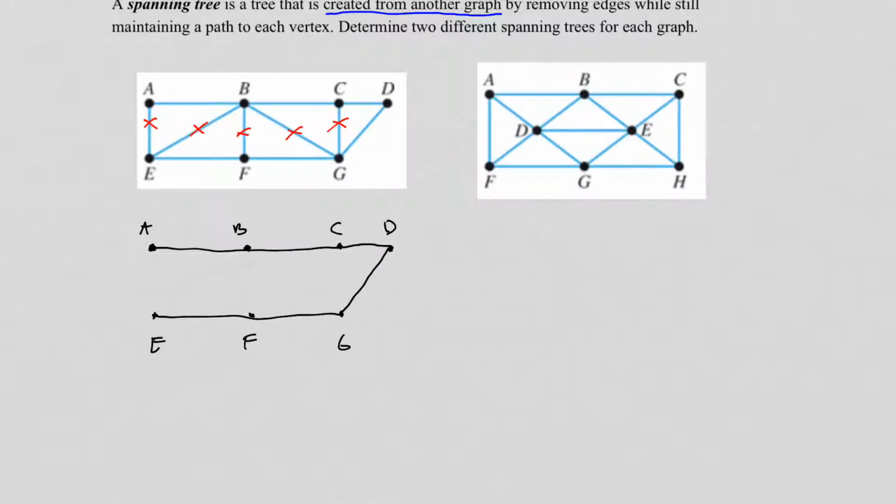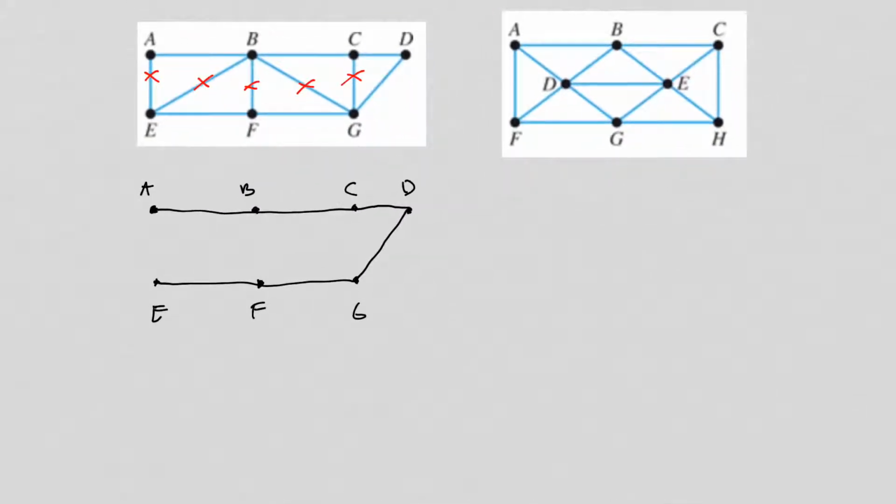Okay? And that is a tree. Why is it a tree? Well, number one, there are no polygons. And number two, you can look and every single vertex is connected. Okay, we can get to every single vertex following the path. All right, there's no disconnected vertex, and so this is a spanning tree. We just created a tree from a graph that wasn't a tree.